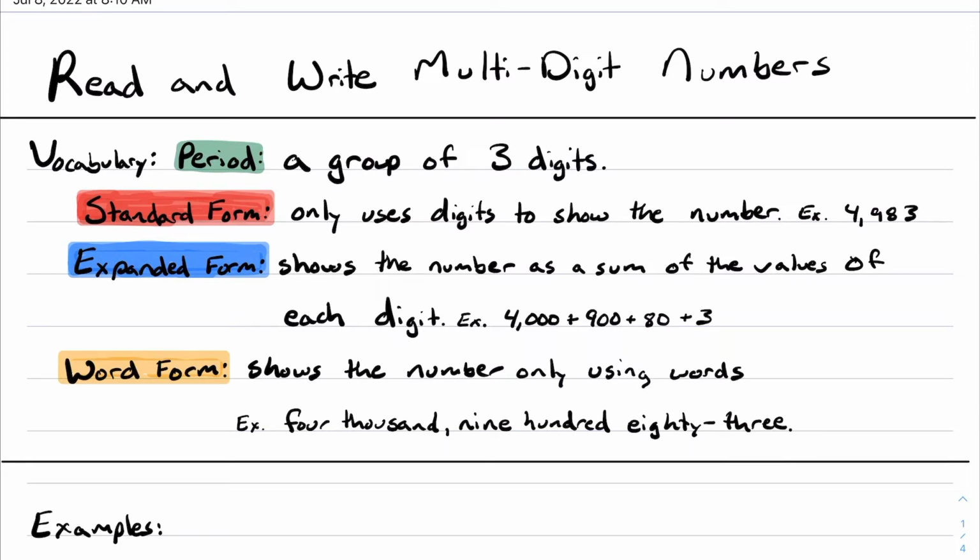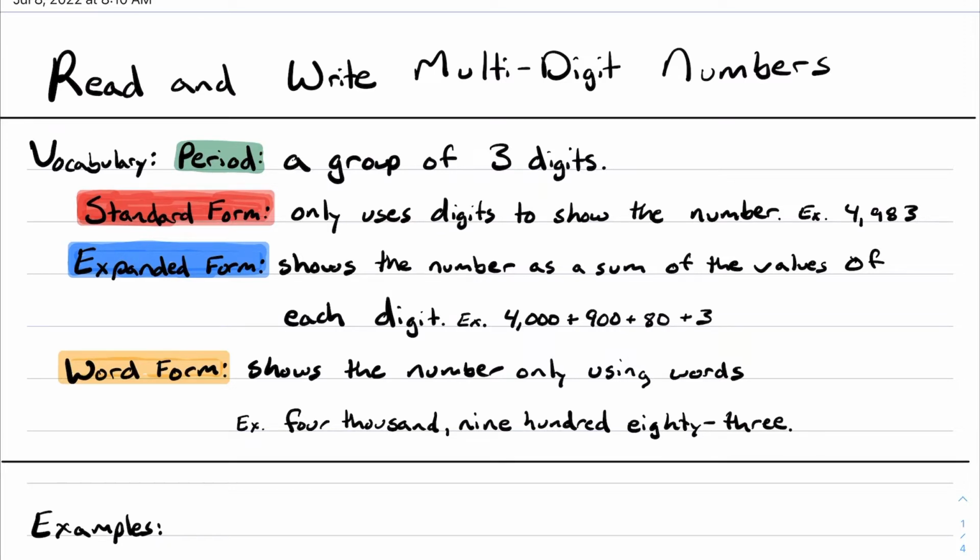Let's start off with a few vocabulary words. Our first vocabulary word is period. A period is a group of 3 digits. As we learned in the last lesson, we have our hundreds period, thousands period, millions period, and it keeps going on from there. But those are just those 3 digits in each one of those periods.